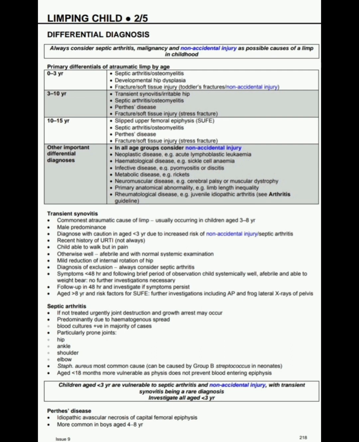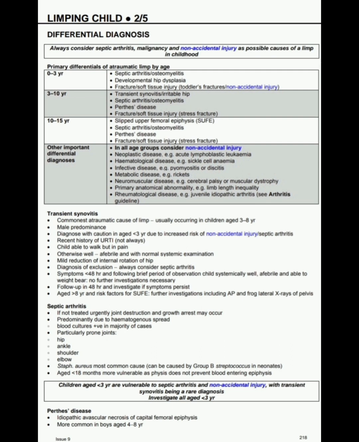Other important differential diagnoses of limping, in all age groups, consider non-accidental injury, neoplastic disease, example acute lymphoblastic leukemia, hematological disease, example sickle cell anemia, infectious disease, example polymyositis or discitis, metabolic disease, example rickets, neuromuscular disease, example cerebral palsy or muscular dystrophy, primary anatomical abnormality, example limb length inequality, rheumatological disease, example juvenile idiopathic arthritis.